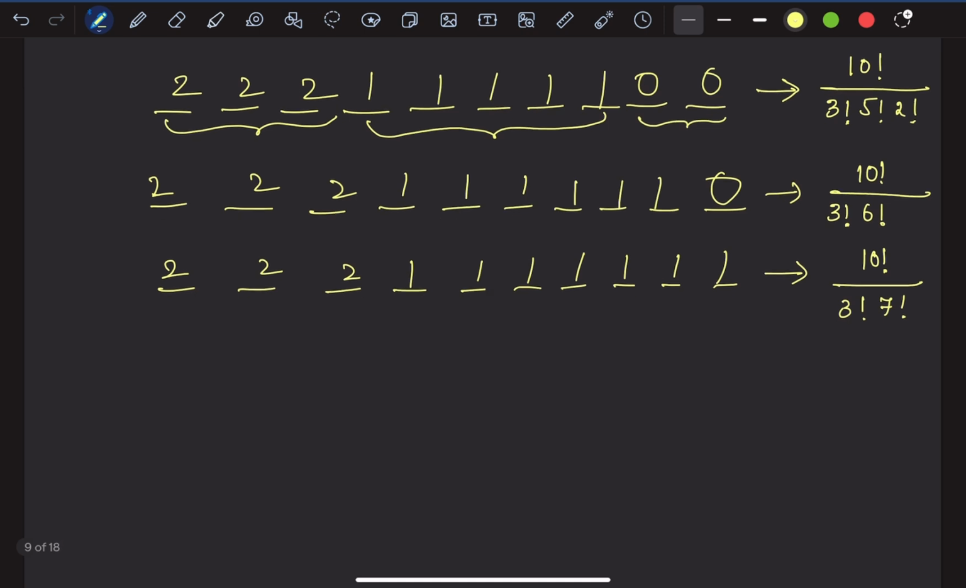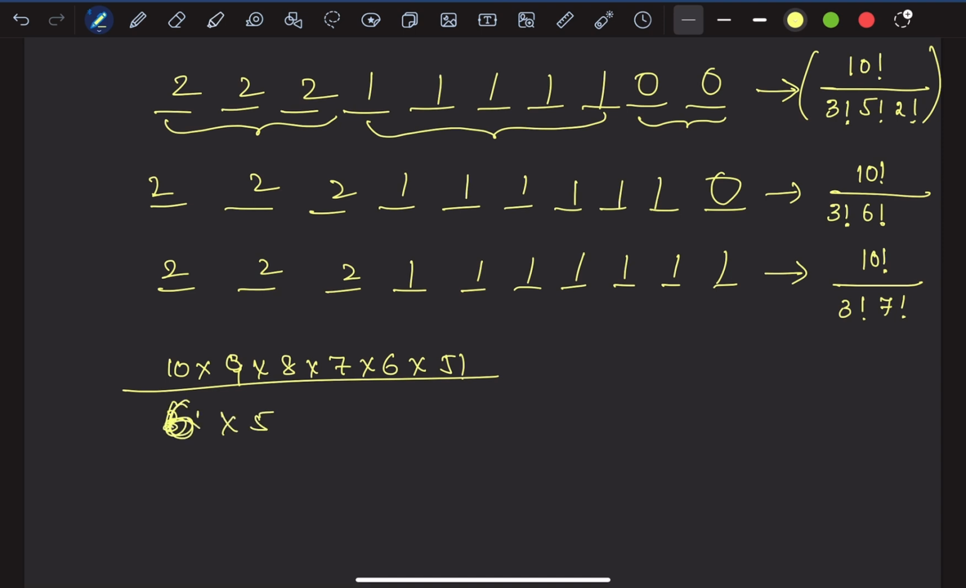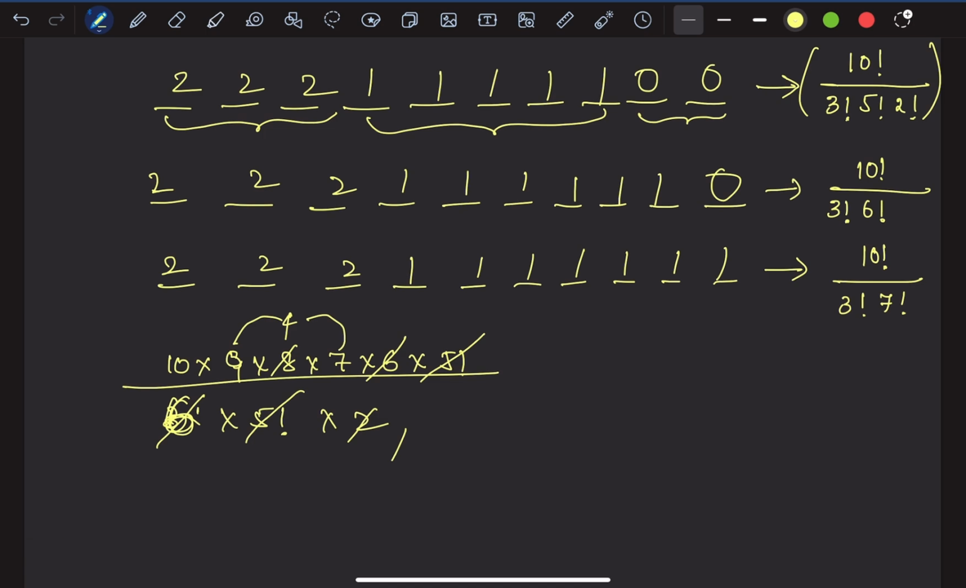But okay, so let us find out the answer first. So 10 factorial by 5 factorial in the first case. So 10 into 9 into 8 into 7 into 6 into 5 factorial by 3 factorial, which is simply 6, multiplied by 5 factorial multiplied by 2. So 5 factorial gets cancelled, 6 and 6 get cancelled, 2 ones, 2 fours. Alright, 9 fours are 36, 36 multiplied by 7, 252 multiplied by 10. So this will be 2520.